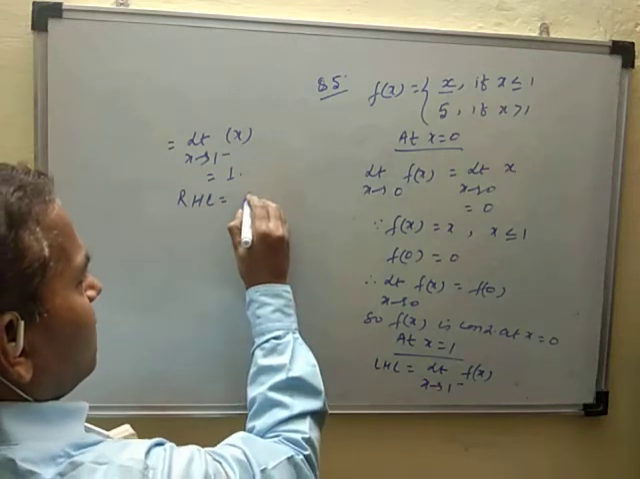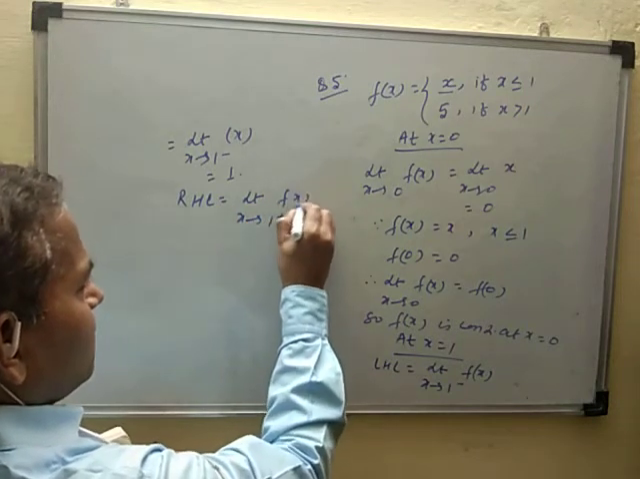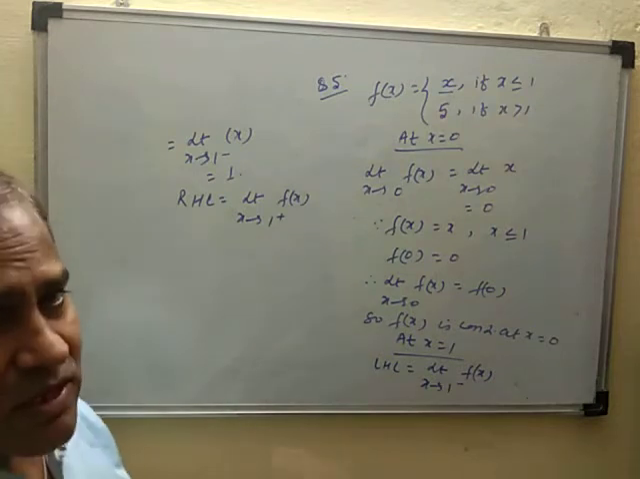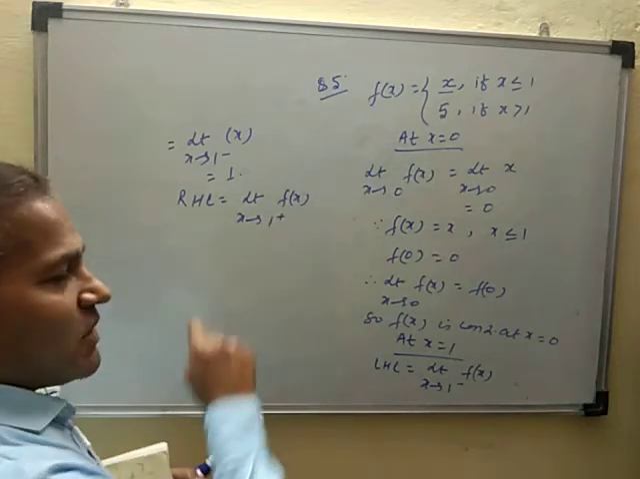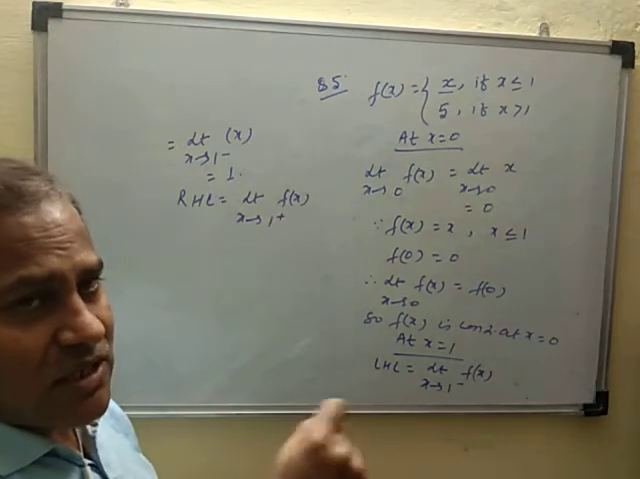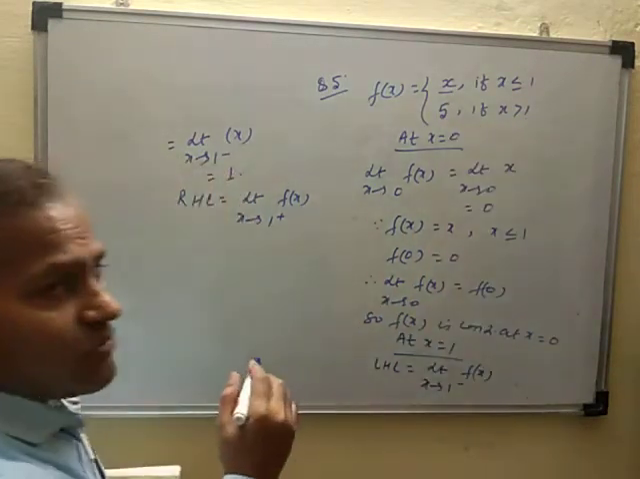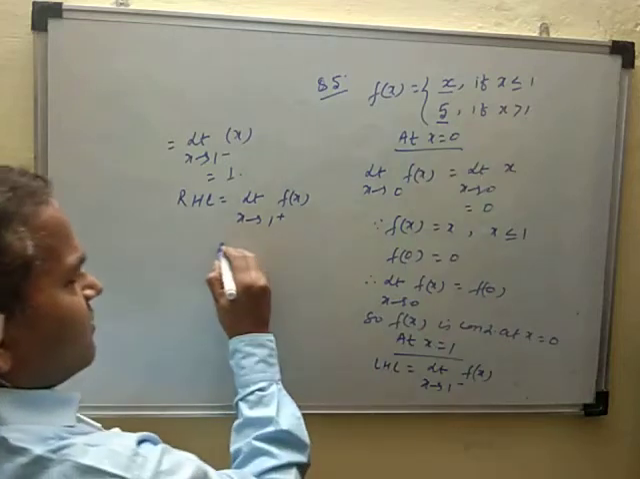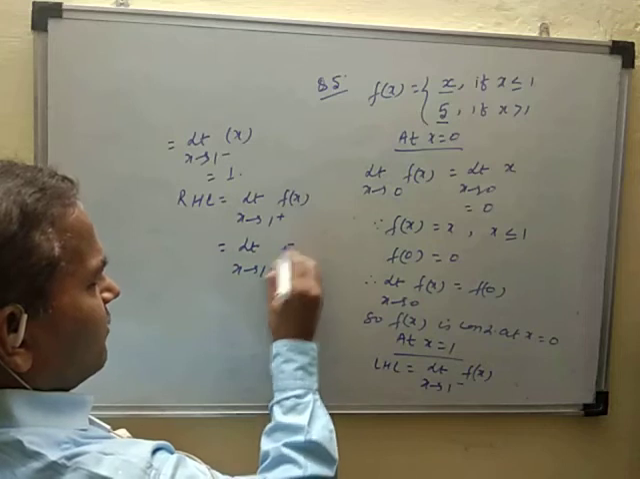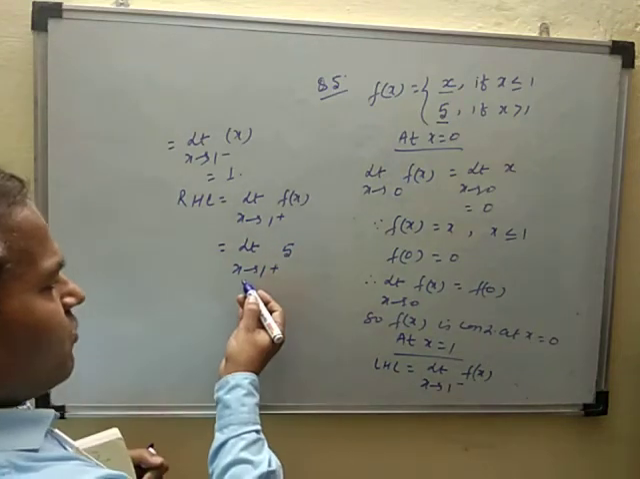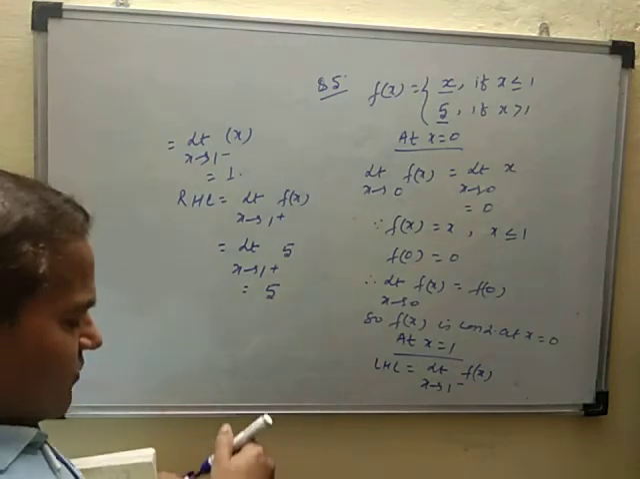Now find RHL. RHL, that is limit x tend into 1 plus, RHL means greater than 1, 1 plus, and since here x tends to 1 plus, that is just greater than 1. So when x greater than 1, then what is the function value? 5. Function value is 5. Put function value. So limit x tend to 1 plus f of x is 5. Now put limit x equal to 1. No x term here. So limit value is 5.